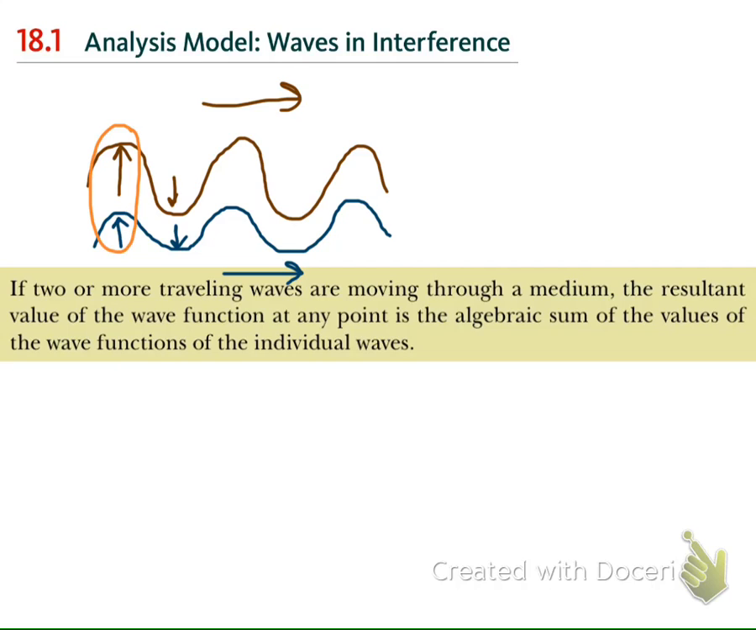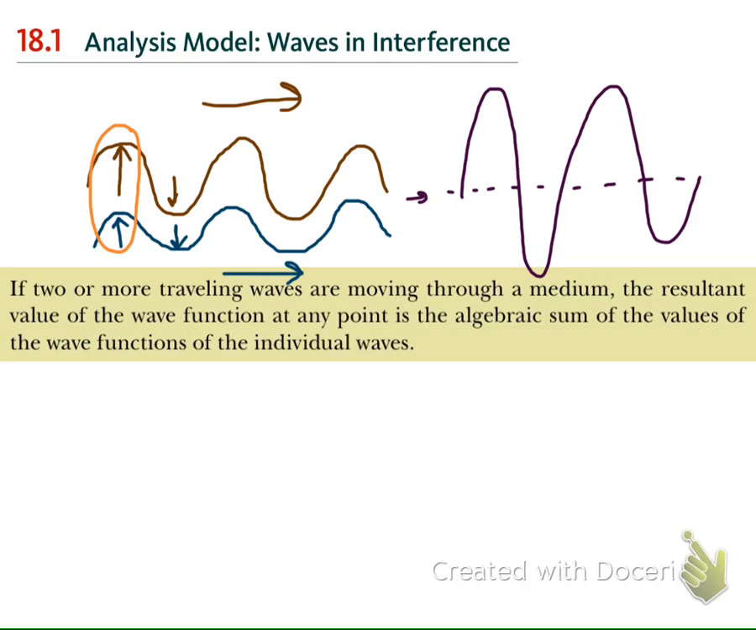It means that if for the first wave the displacement is up like this, for the second wave the displacement is also up. For the first wave, if the displacement goes down like this, the displacement for the second wave goes down like this too, the resulting wave will be the wave with the larger amplitude. This is the result of the combination or the superposition of the first and the second wave.